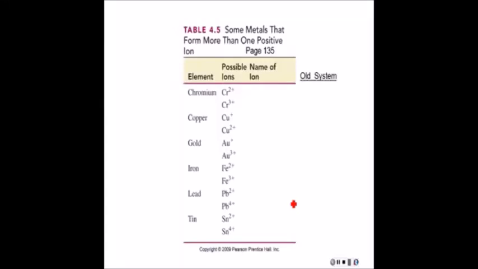Now, the transition metals can form ions of varying charges. And here we have some. We have chromium, which could be 2 or 3. Chromium can be 2 and 3.